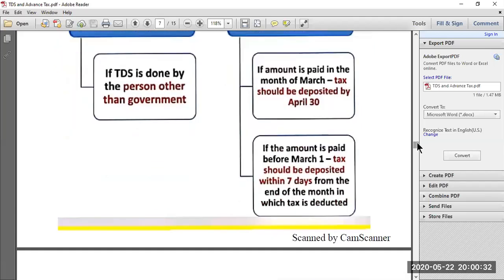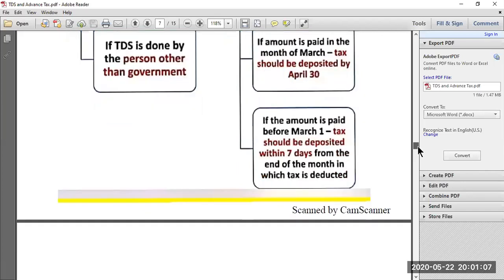Then again, if the amount is paid before March 1st, or if the money is deducted for the same, tax should be deposited within 7 days from the end of the month in which the tax is deducted. So if TDS is deducted in any month apart from March, in all those cases, 7 days after the end of that particular month in which the TDS is deducted, 7 days extra would be given in the next month, within which the TDS amount has to be deposited to the government.